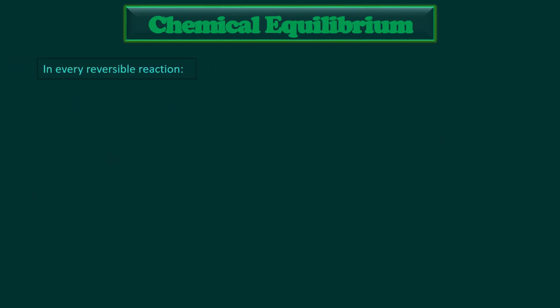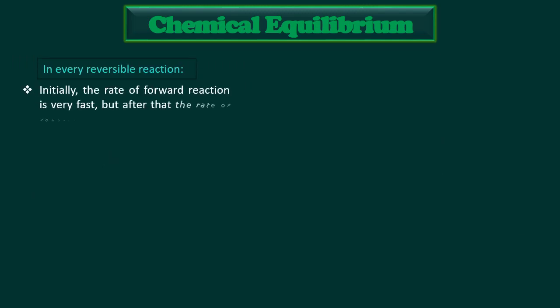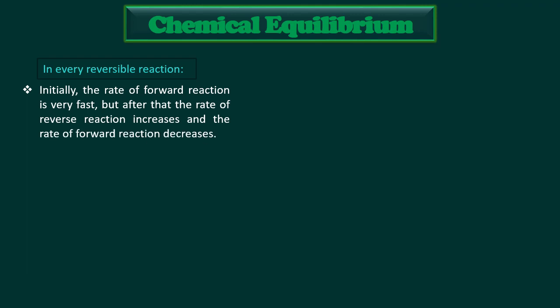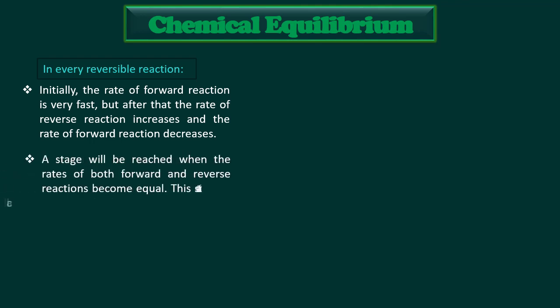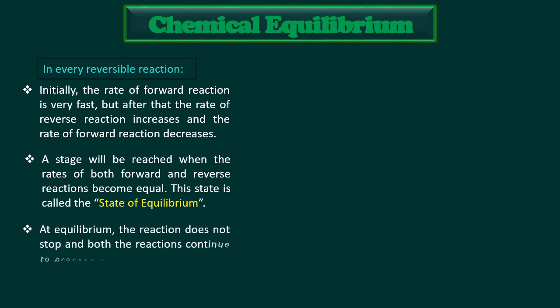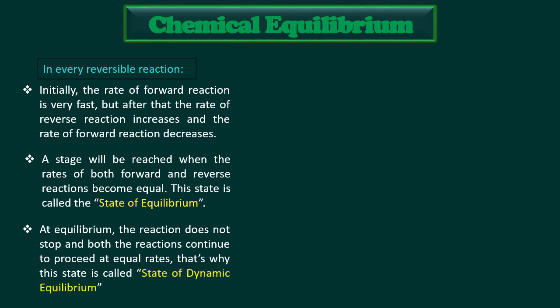In every reversible reaction, initially the rate of forward reaction is very fast, but after that the rate of reverse reaction increases and the rate of forward reaction decreases. A stage will be reached when the rates of both forward and reverse reactions become equal. This state is called the state of equilibrium. At equilibrium, the reaction does not stop and both the reactions continue to proceed at equal rates. That's why this state is called state of dynamic equilibrium.